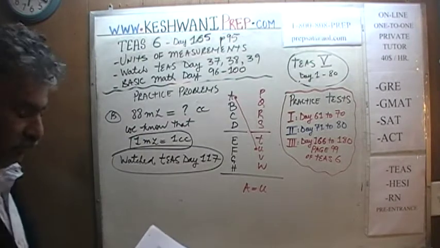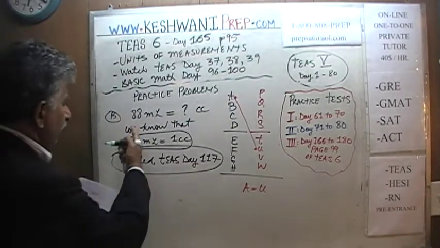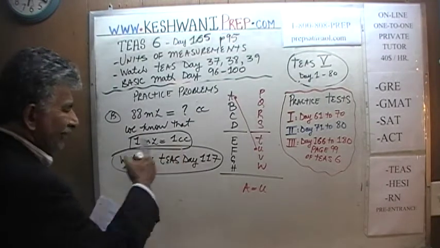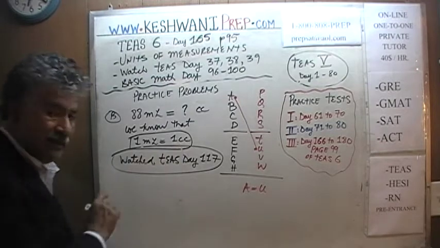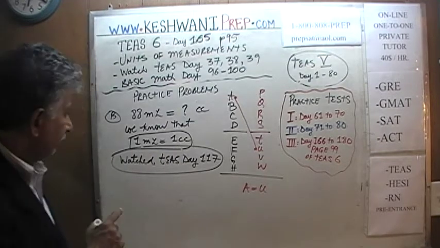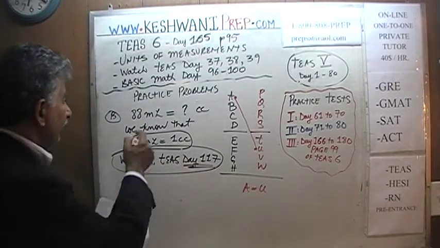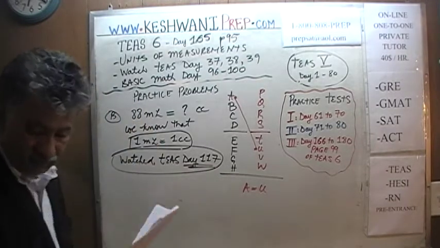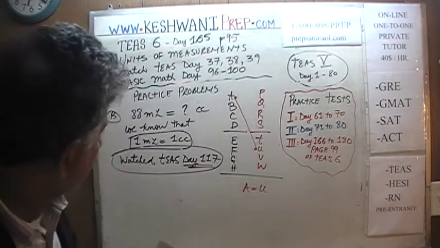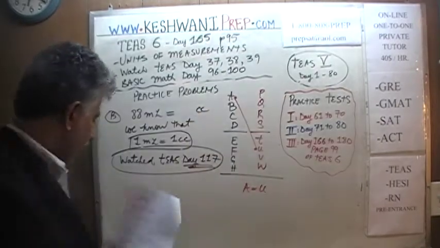This is the quiz. So therefore, if 1 milliliter equals 1 cubic centimeter, something that we learned on day number 117, therefore 88 milliliter must equal 88 cubic centimeter. It's a very simple problem.